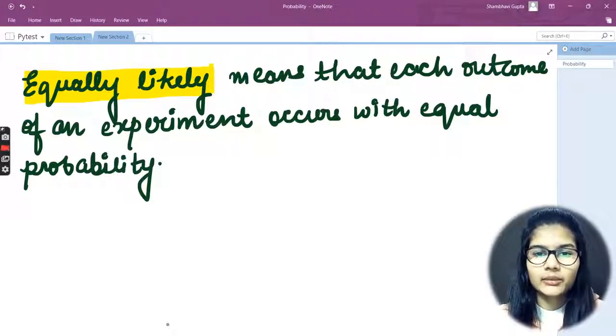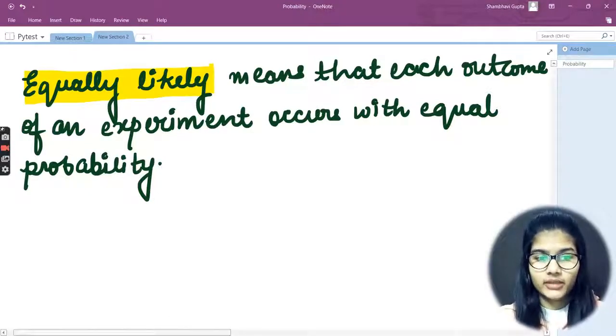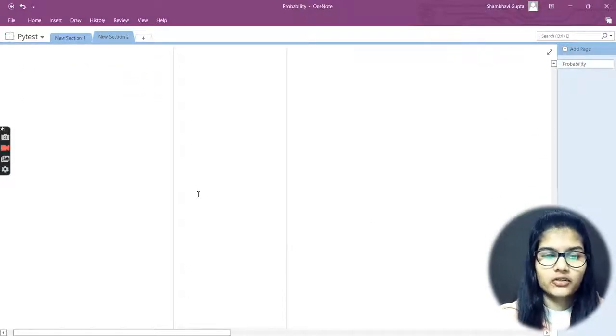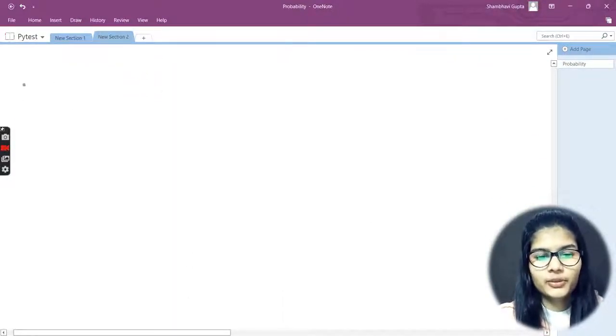Equally likely means that each outcome of an experiment occurs with an equal probability. This is what equally likely means. Now if I have to compute the probability for that, how will I do it? Let's check that out here.